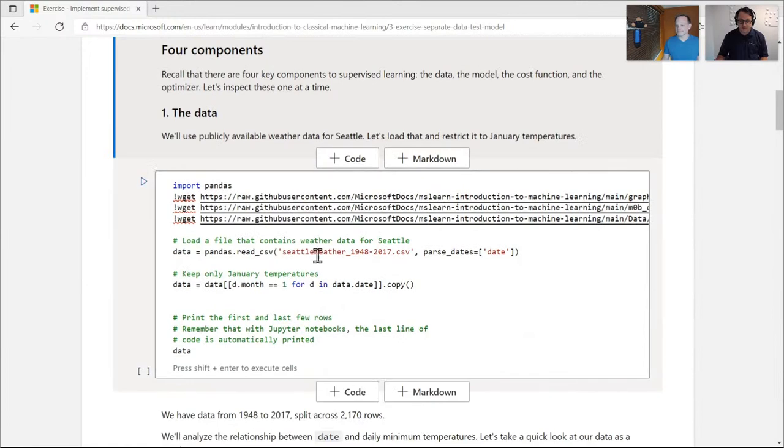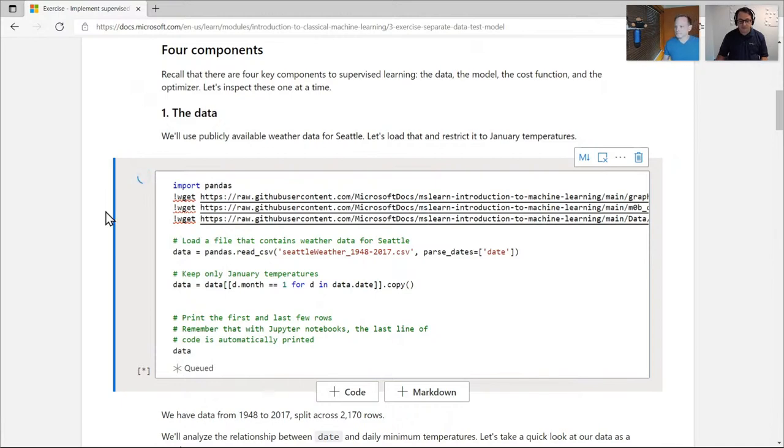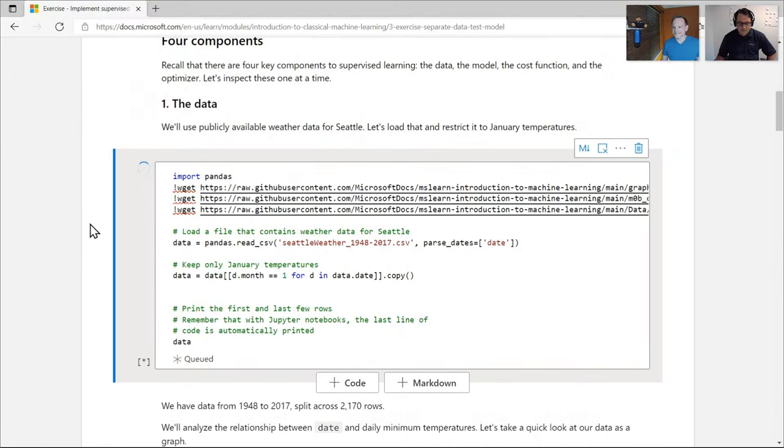We have this CSV file that has all the data years, I think from about 1948 to 2017. A lot of data there, which is pretty important. And then we're going to start filtering on the date, and we'll only get the entries that are within the month of January, and then we'll output the data. Let's have a quick look. It'll take a few seconds to execute.